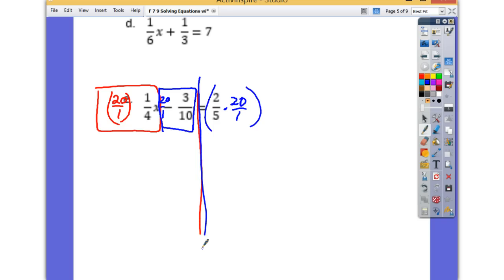Hold up your answers on your board. I want to see what you get. You don't have to solve it, just show me what your equation turns into when you clear those fractions.